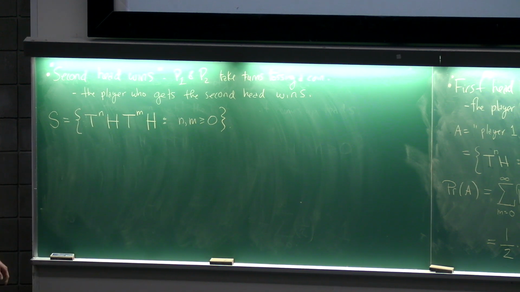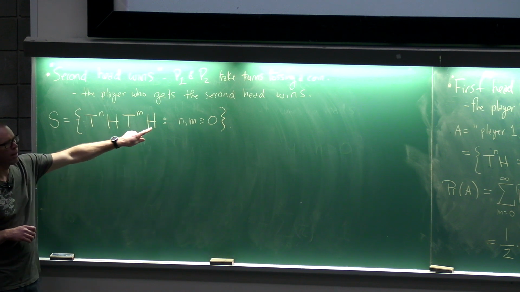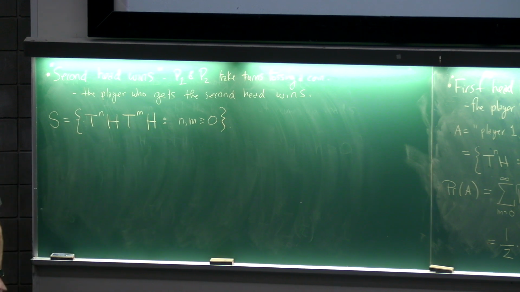What's N and M again? N is the number of tails before the first head, and M is the number of tails between the first head and the second head. Oh, so that's all of the things that can happen.